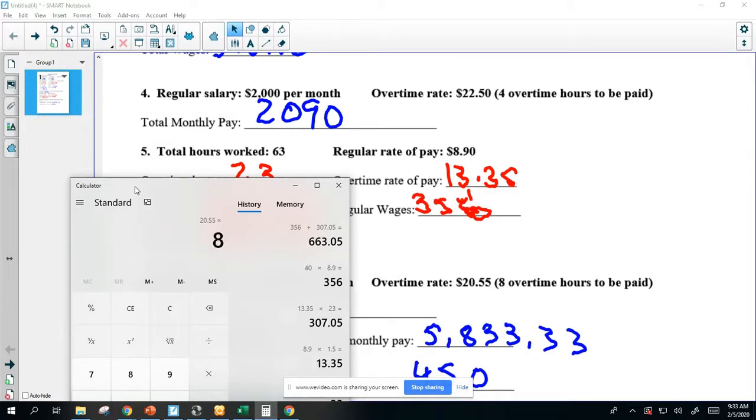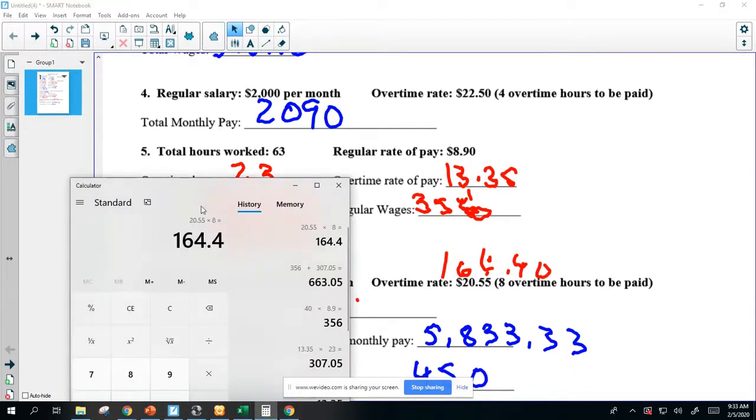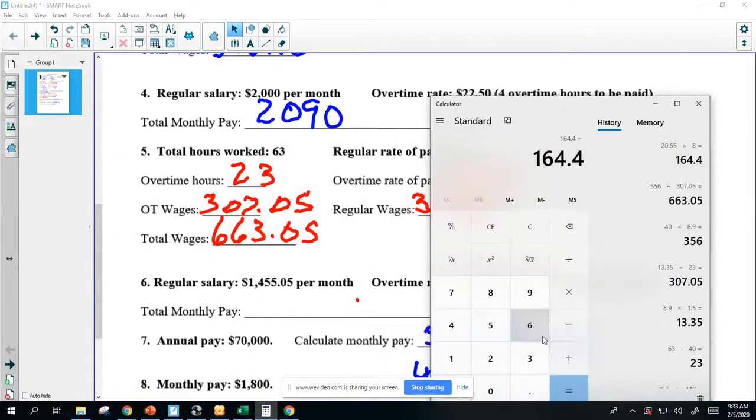This next problem is a quick two-step process. I'm going to take my overtime rate times my overtime hours, and then I'm just going to add that to the regular salary. In this case, a monthly salary. Add those two numbers together, my 164.40 and my 1455.05, to get my total monthly pay.